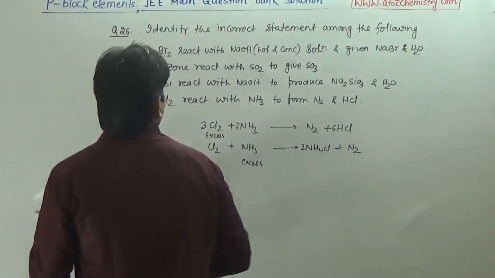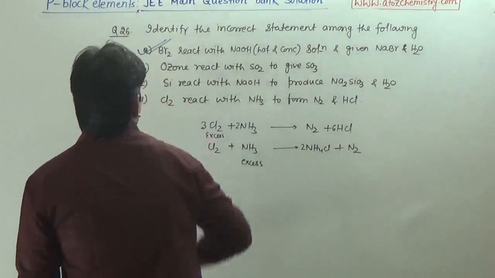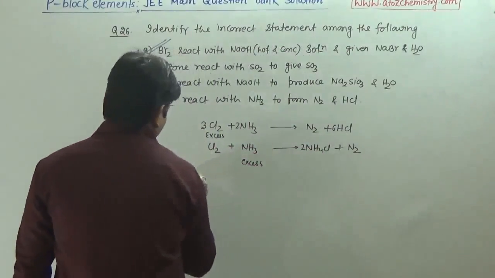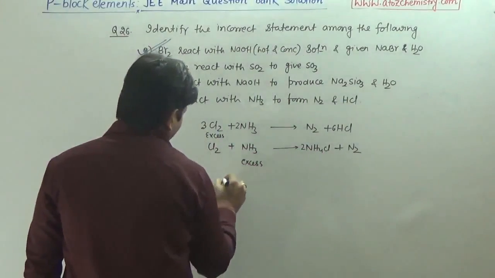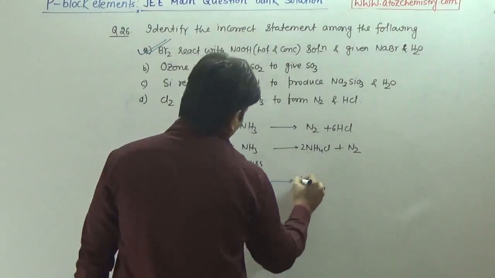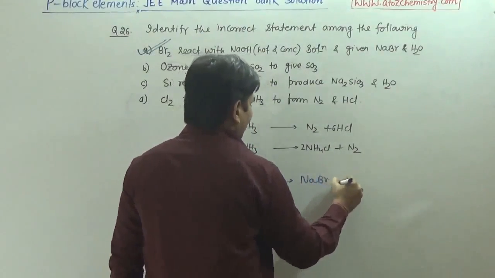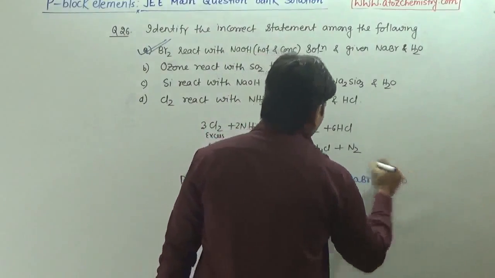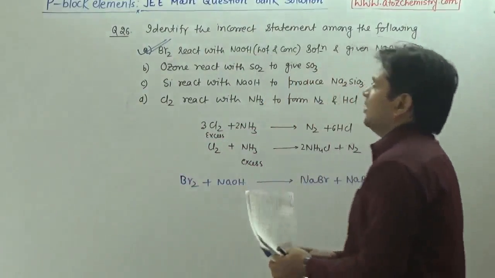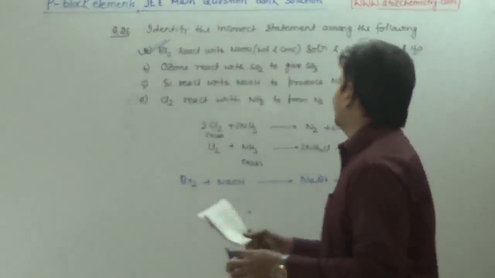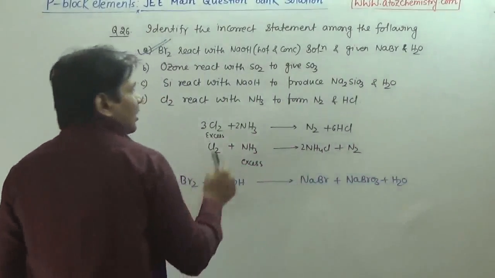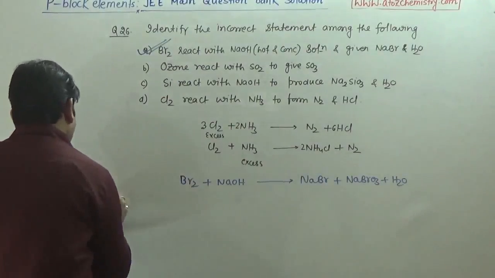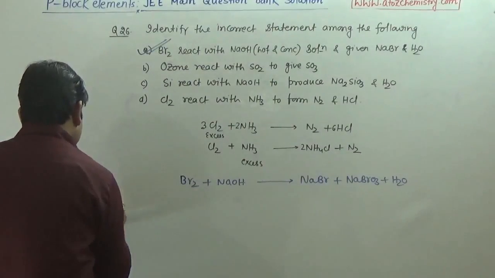The incorrect option will be A, where it is told that Br2 reacts with NaOH to produce NaBr and H2O. Actually, Br2 when reacted with NaOH undergoes a disproportionation reaction, and the complete product is NaBr plus NaBrO3 plus water. So you cannot say Br2 only gives NaBr and H2O, but the complete product is NaBr plus NaBrO3 plus water.